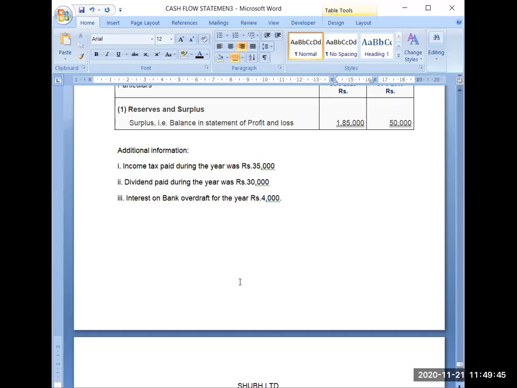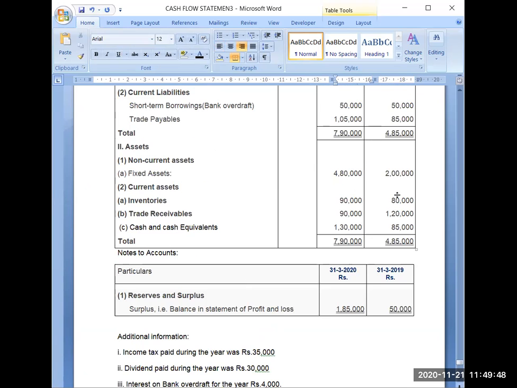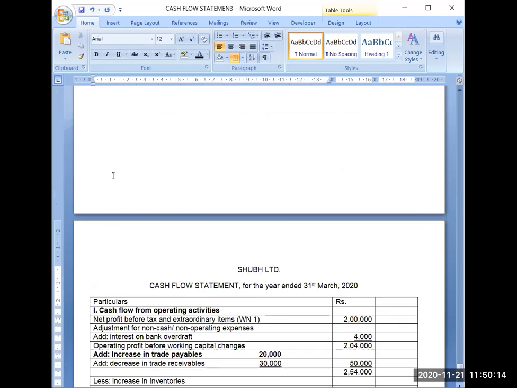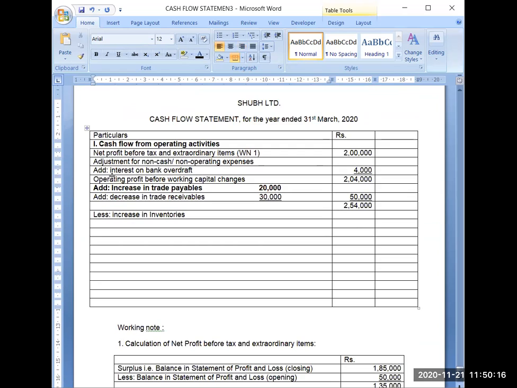Now I have one current asset which is increasing. So this increase in current assets is to be subtracted. So I will reduce here, less increase in inventories. How much is it increasing? It is increasing 10,000. So 10,000 I will reduce from here, and the total will now become 2,44,000.